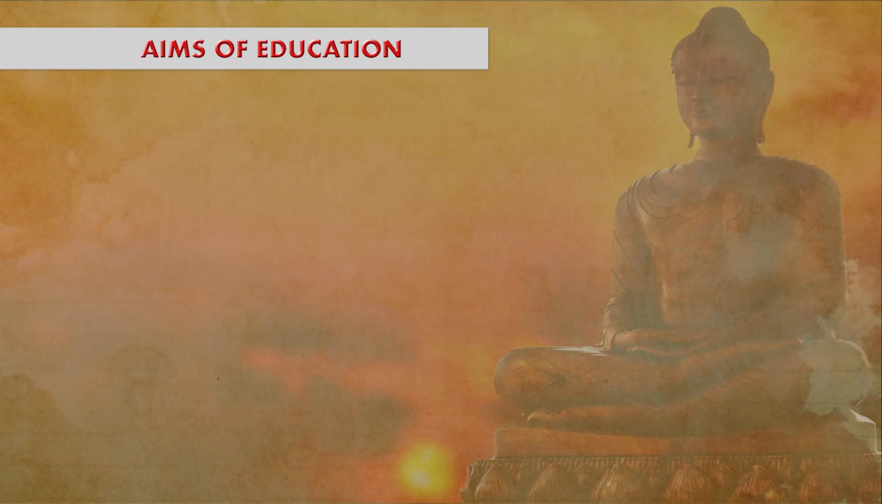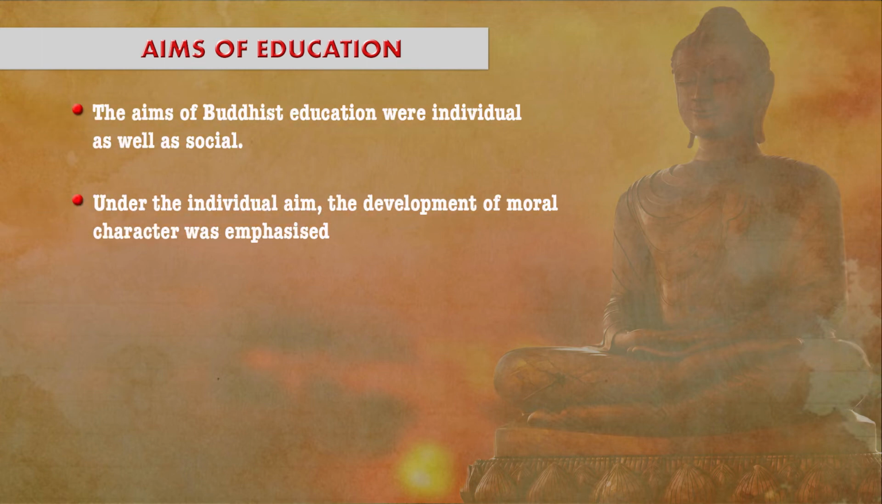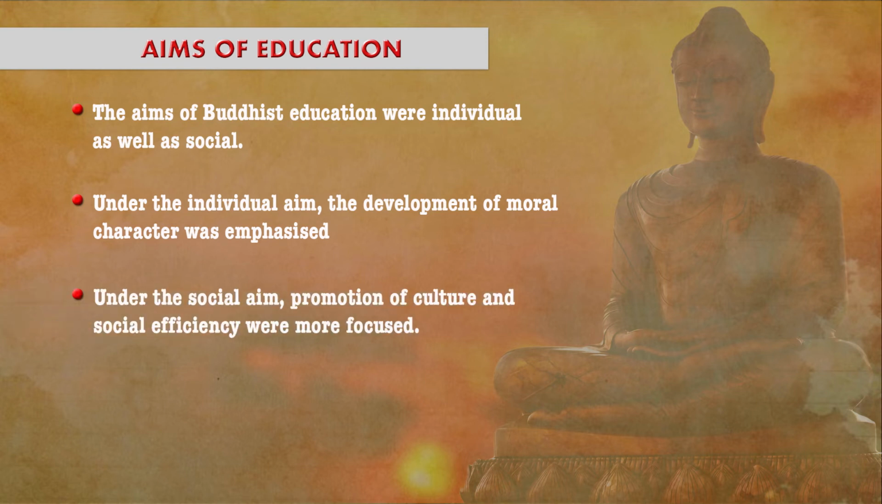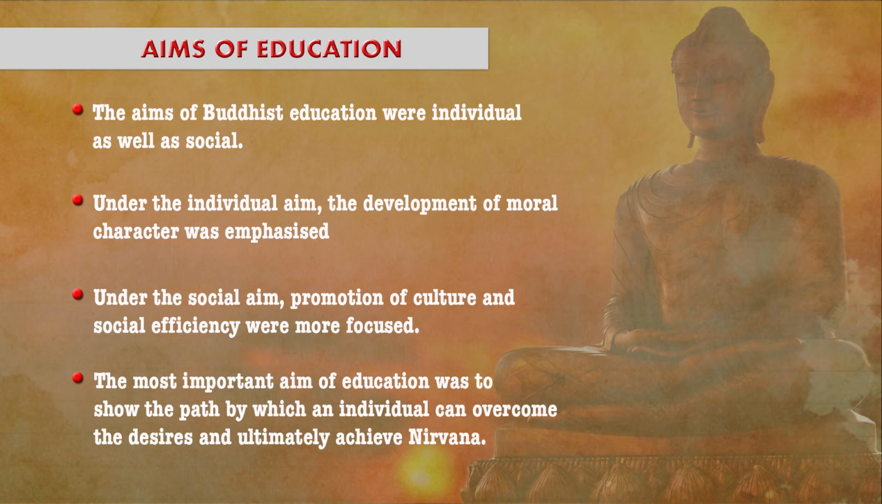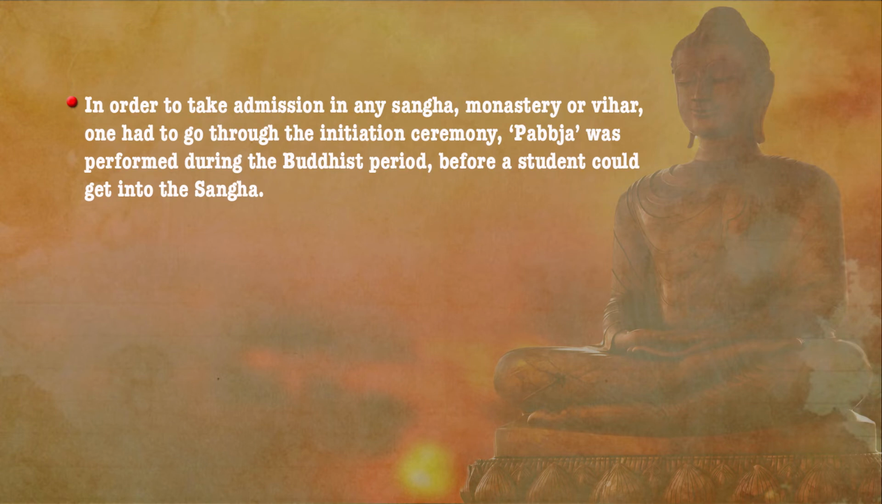Now let's see what were the aims of education during this period. The aims of Buddhist education were individual as well as social. Coming to the individual aim, it developed the moral character. It basically emphasized the moral character. And under the social aim, promotion of culture and social efficiency were focused. The most important aim of education was to show the path by which an individual can overcome desires and ultimately achieve nirvana.